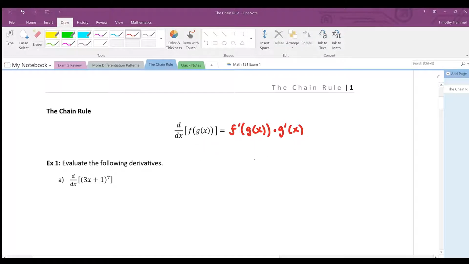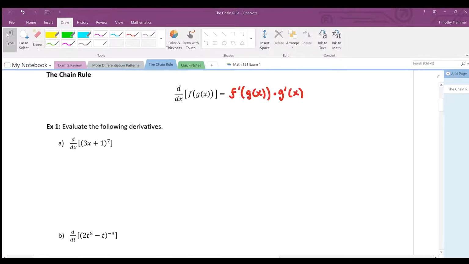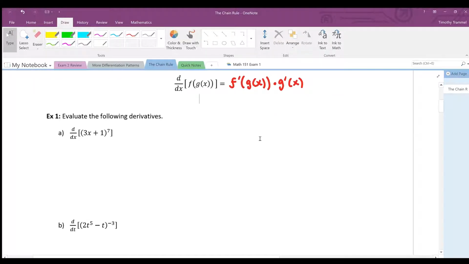Okay. Now, the proof for the chain rule is very involved, but I have posted a few Khan Academy videos on Canvas that'll walk you through the idea of the proof of the chain rule. Okay, and it's optional, but let's go ahead and see if we can apply this thing. All right, so here's our first one. We're going to try and take the derivative of 3x plus 1 all to the 7th.